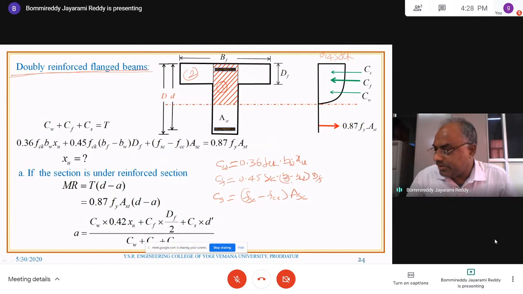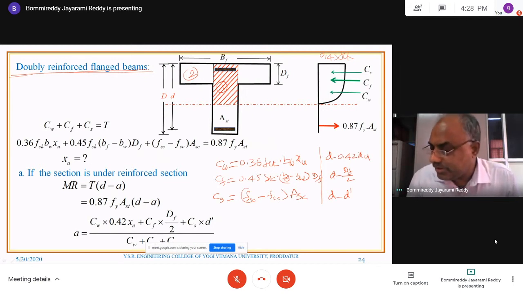If you know all these, what are the corresponding lever arms? Lever arms are D minus 0.42 XU for the first one, D minus DF by 2 for the second one, and D minus D dash for the third one. These are the 3 lever arms. If you want force, you can find it out. If you want moment, you multiply all those. That's all about the total T-beams. By understanding these 3, you will get everything.